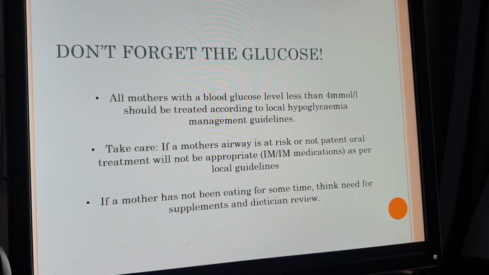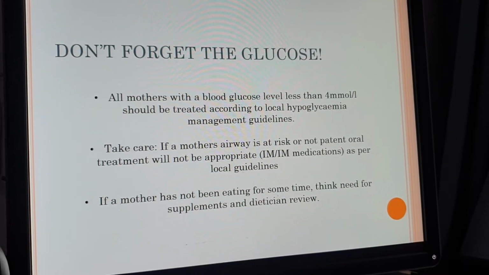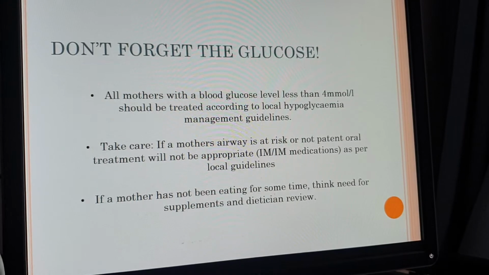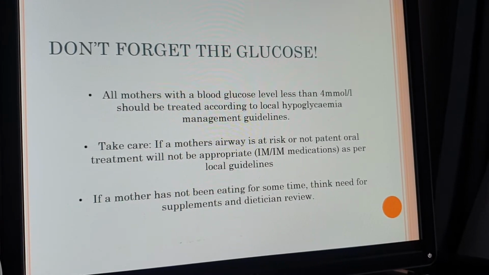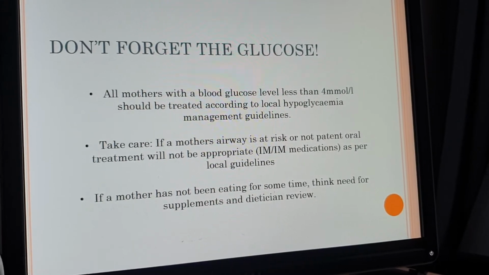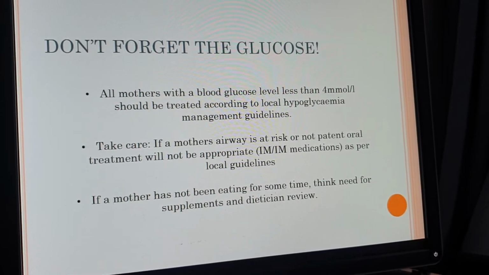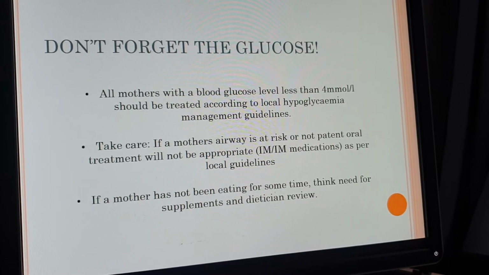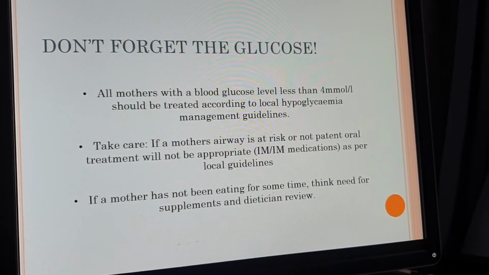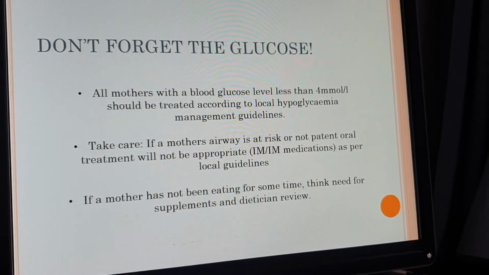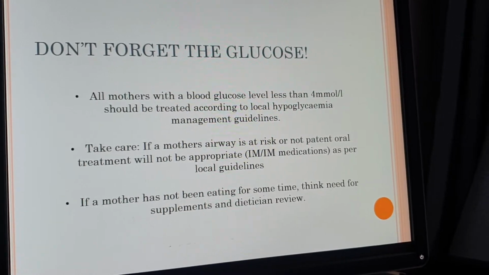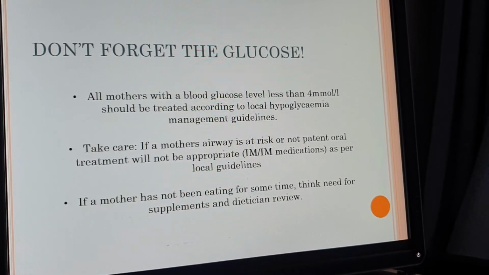Another assessment that we use within the disability category is glucose monitoring, and often this can be overlooked when we're doing our full assessment. So if you are concerned and have an unwell mother, then don't forget to check the blood glucose. So all mothers with a blood glucose of less than 4 should be treated according to your local management guideline. Also, just to constantly think about that airway, to ensure an airway is patent and open.